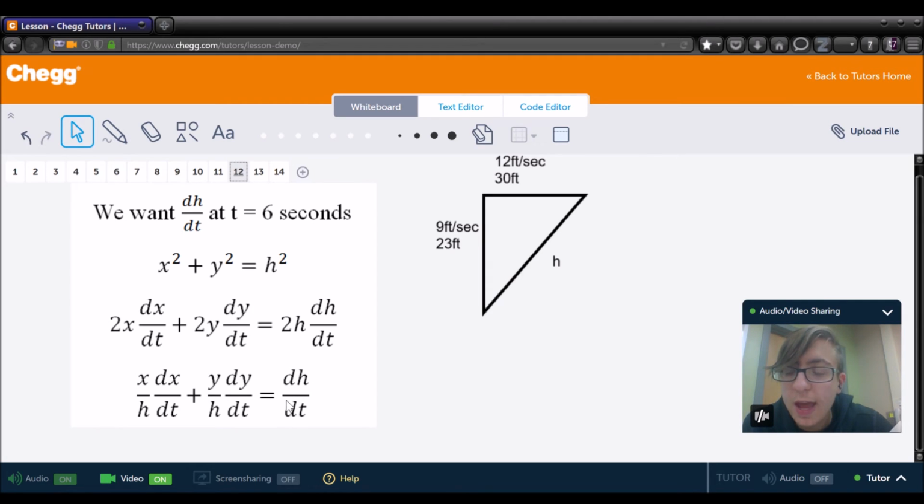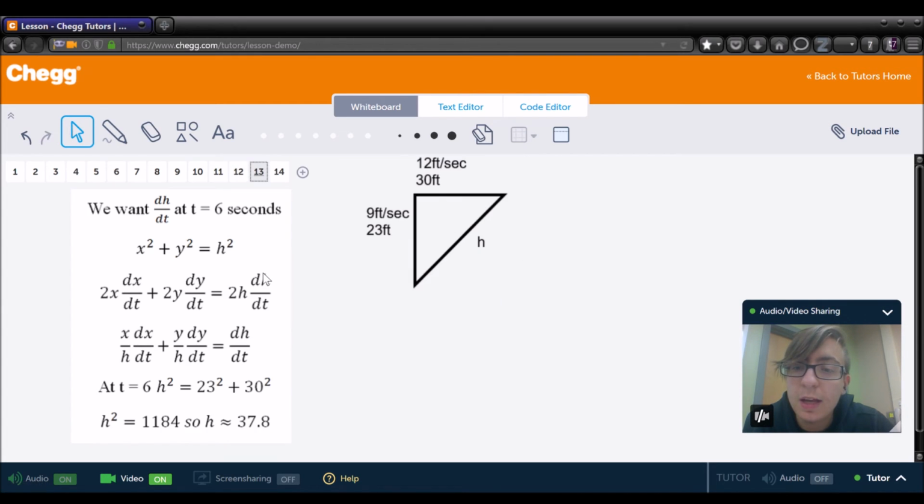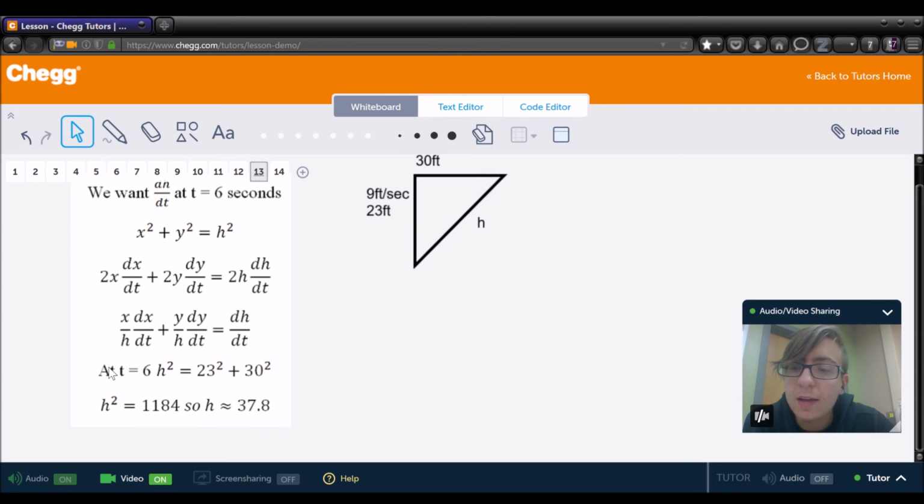So we know what x equals, we know what y equals, and we're trying to figure out h, so what do you think you would do here now? Take a moment to think about how you could potentially solve this, knowing what the variables equal. Again, if you didn't get it, that's okay. So at time t equals 6, h squared equals 23 squared plus 30 squared. After you calculate that, you get that h squared is about 1,184, so h is approximately 37.8.